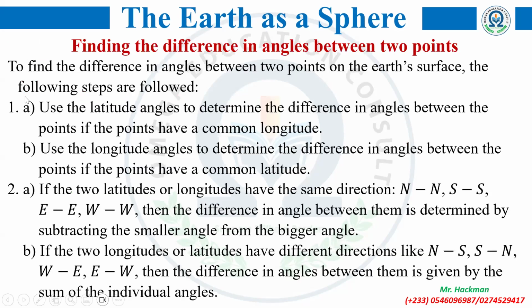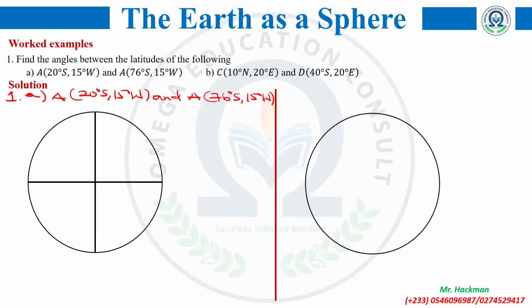Look at what we have here. Use the latitude angles to determine the difference in angle between the points, if the points have a common longitude. So if they have a common longitude, we use the latitude. If they have a common latitude, we use the longitude. Is that clear? As simple as that. You don't use the ones that are common. You use the other one. So take that in mind.